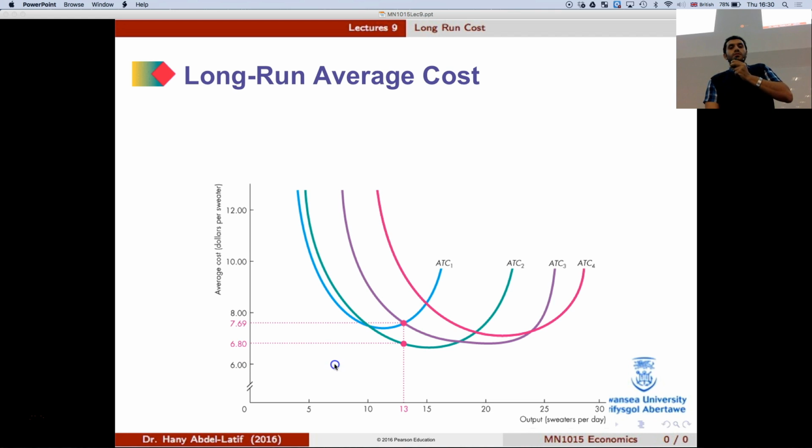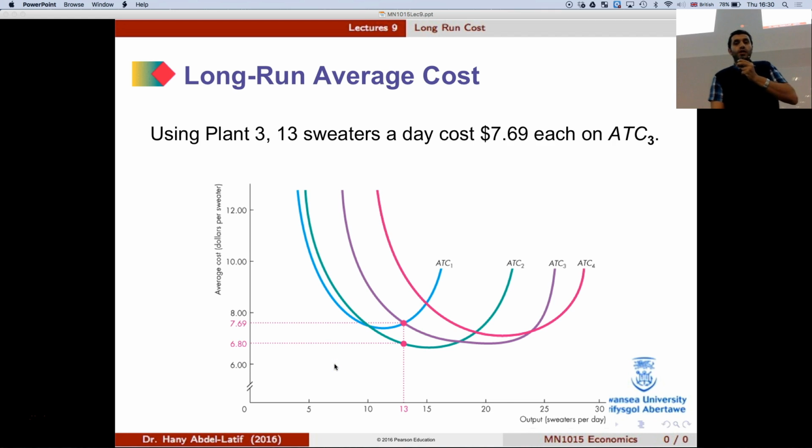What about the third one, plant 3? Plant 3 is this purple. Yeah, it's the same. So 7 is the same as the first one, so it's 7.69. What about the fourth one, which is the red one, the red curve here? You see? So to produce 13 sweaters a day, if you choose plant 4, this will cost you 9.5. So which one do you choose then?